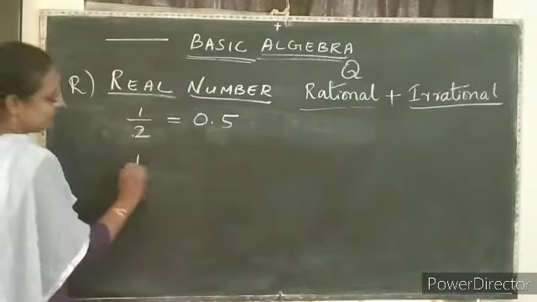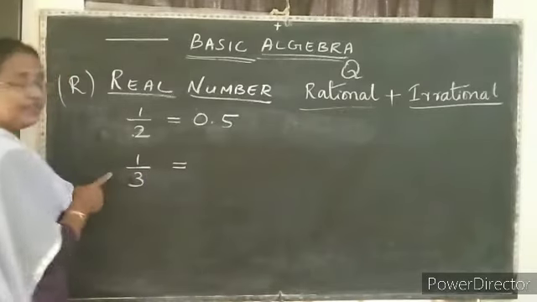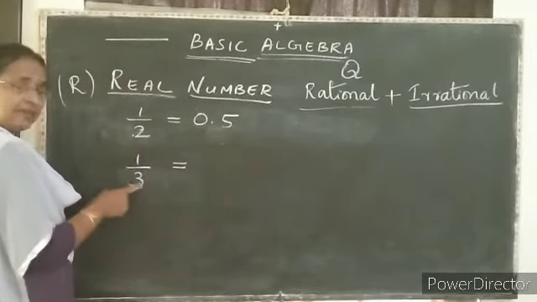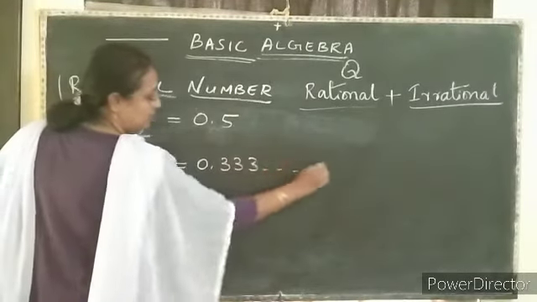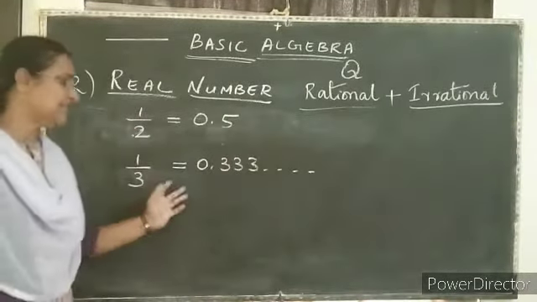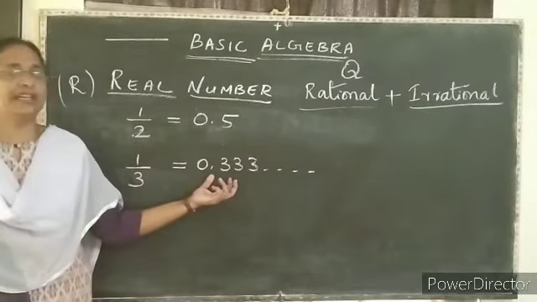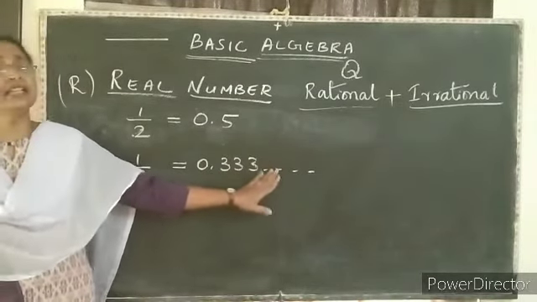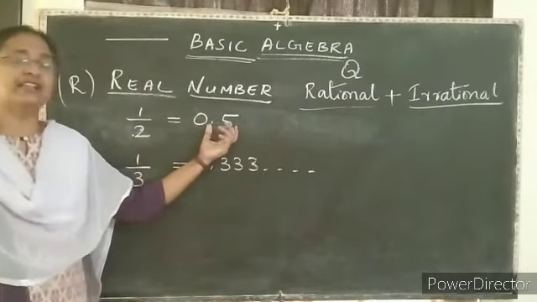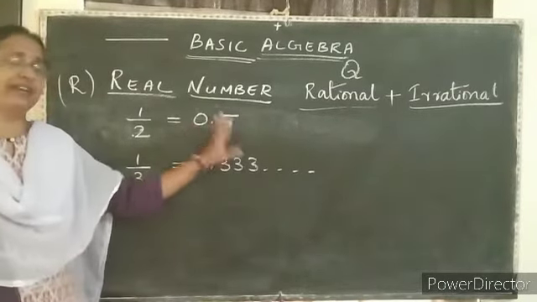Now you just imagine 1 by 3. When you divide 1 by 3, what will you get? 0.333 and it goes on. Is that so? Of course, this is also a decimal number, but it does not terminate. It does not terminate. 0.5 is a decimal number that terminates.